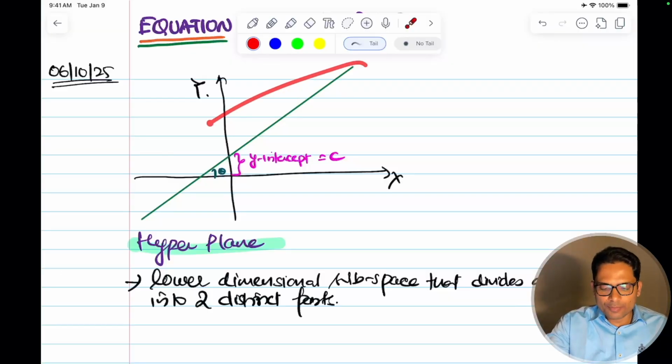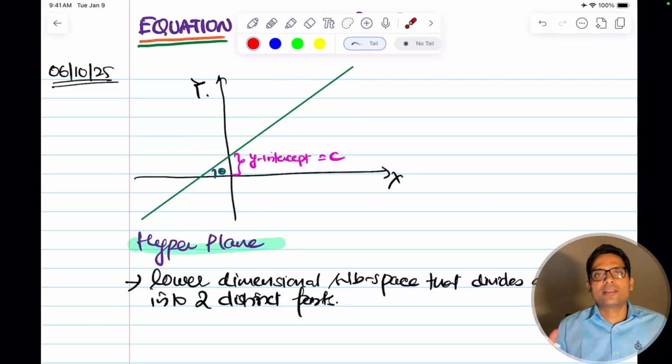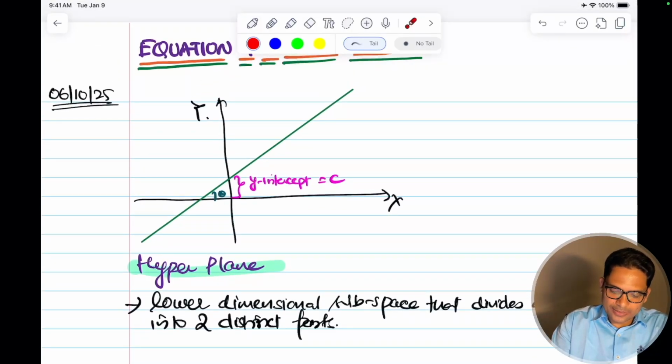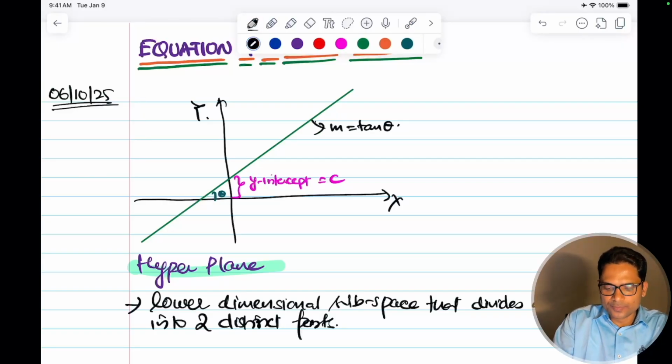We'll take this simple thing and extend it to understand the equation of a hyperplane. At least the intuition of all these things will be understood, and the maths will also be very close to that. That is the intent. So this is theta, and this is the y-intercept. For theta, what will be the slope? The slope is m, which is equal to tan theta.